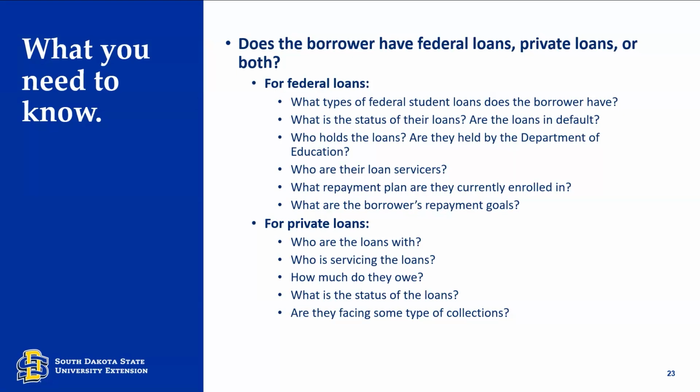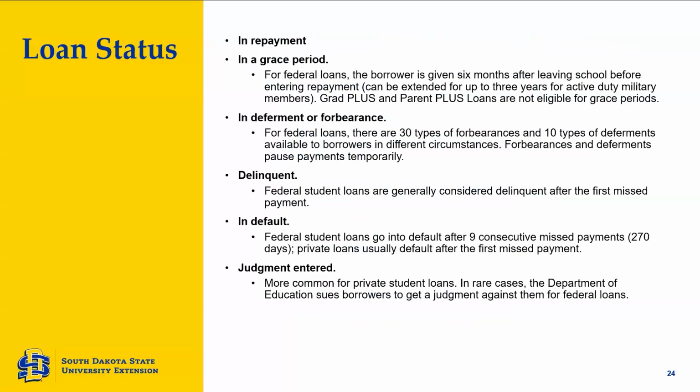And then the same questions with those private loans, and just know that you're going to need to know that information. This would be the same thing you'd want to know for any type of loan, like if you have a mortgage or a car payment or anything like that. This is information I've gone over already. Specifically, your loan status: you could be in repayment, in a grace period, deferment or forbearance, could be delinquent, could be in default, or it could be entered into a judgment. So always know what your status is.